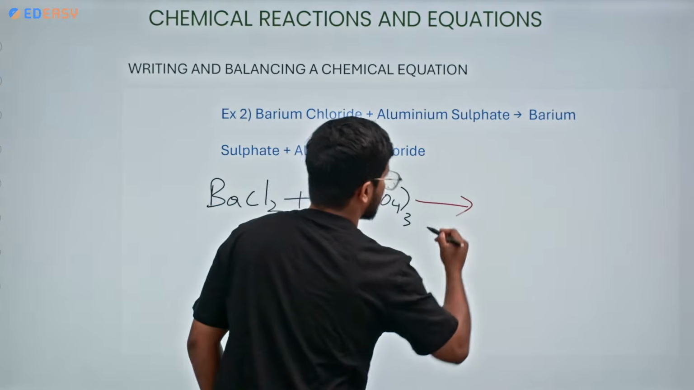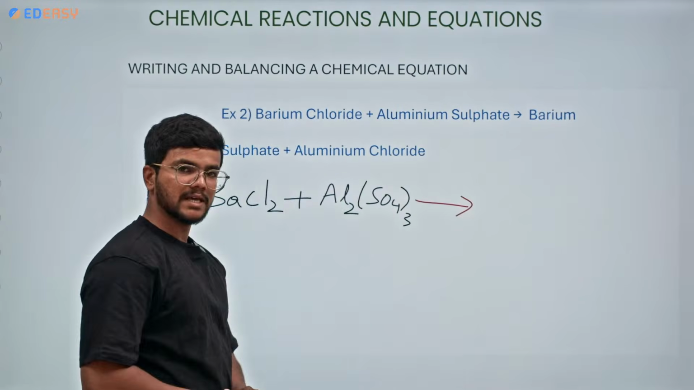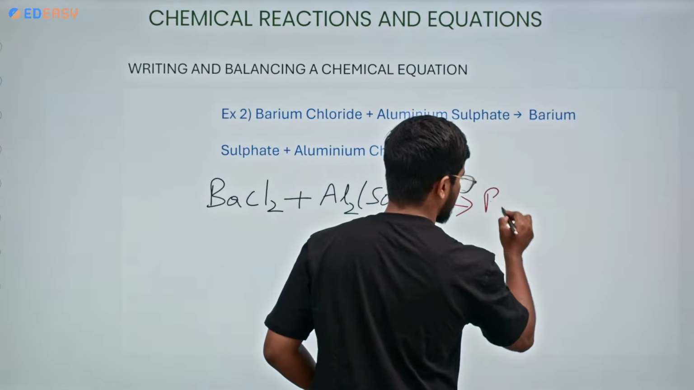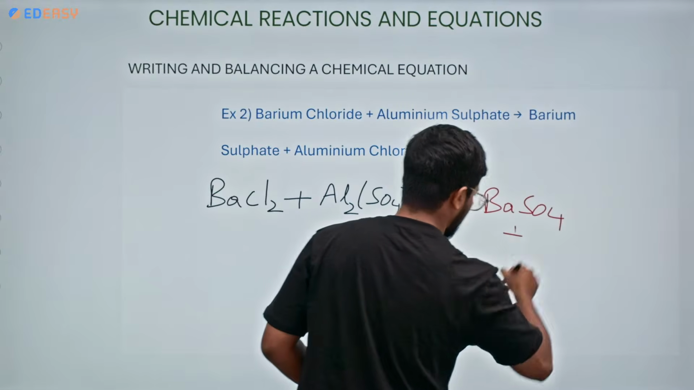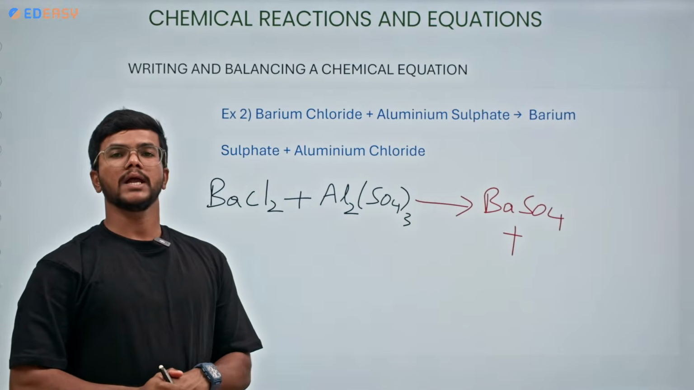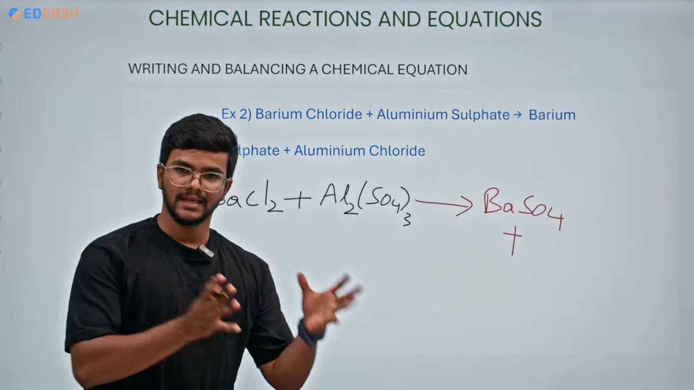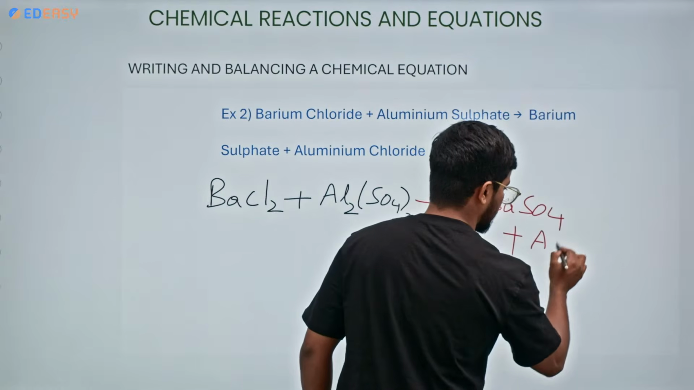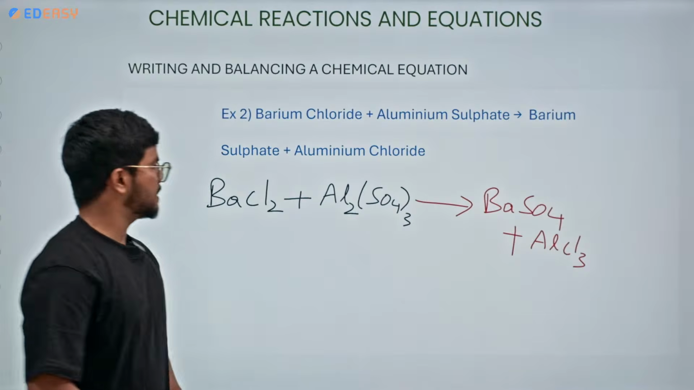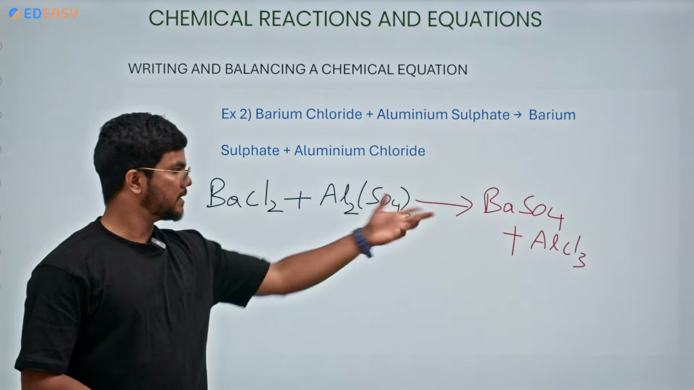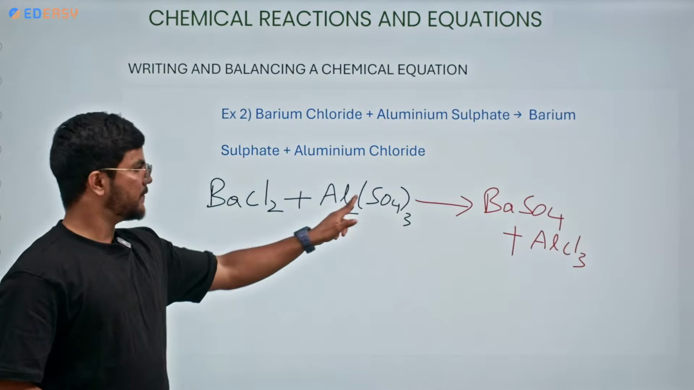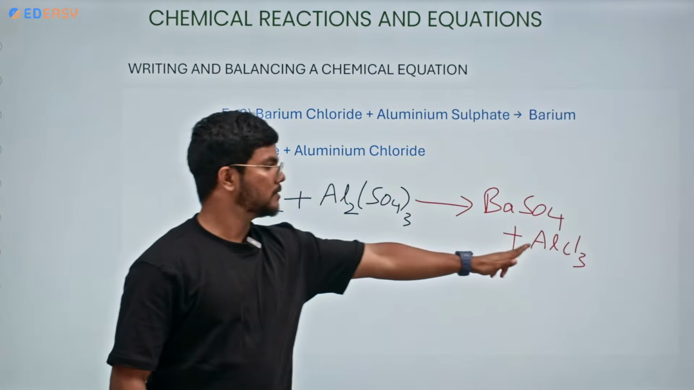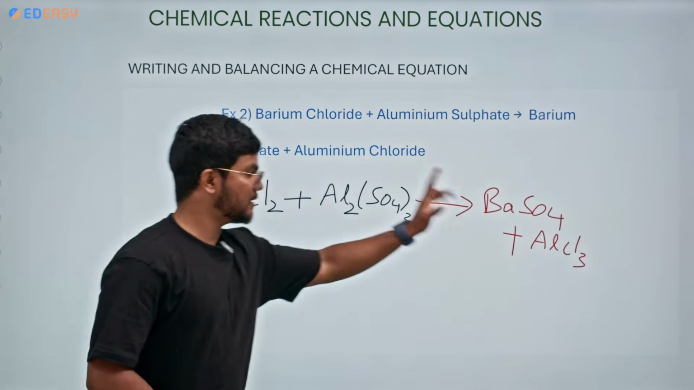So the products are barium sulfate. Barium sulfate is barium +2, sulfate -2. So then finally the formula will be BaSO4 plus aluminum chloride. Aluminum chloride means aluminum is +3, chloride is -1. So in the previous slide we have already done it. So AlCl3. Now count the number of barium here. So barium is 1 and 1. Sulfate is 3 times here, 1 time of sulfate here. Aluminum is 2 here, 1 time here.